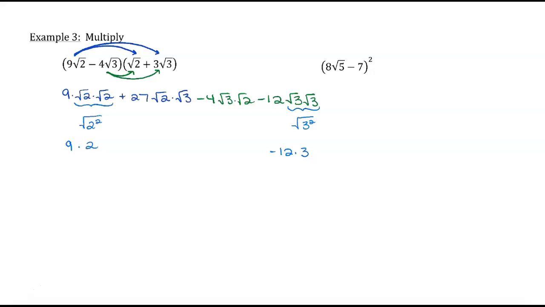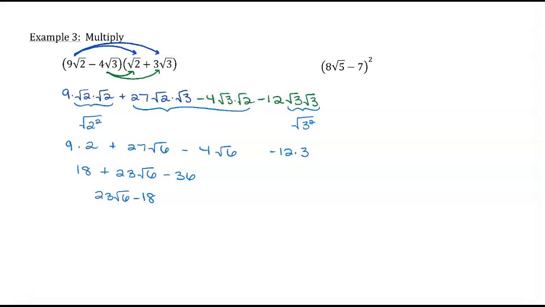In the middle terms, we have a root 2 times root 3. So we have 27 times root 6 minus 4 times root 6. Simplifying, we have 9 times 2, or 18. We have 27 root 6 minus 4 root 6, or positive 23 root 6, and negative 12 times 3, or minus 36. Adding, we have 23 root 6 minus 18.